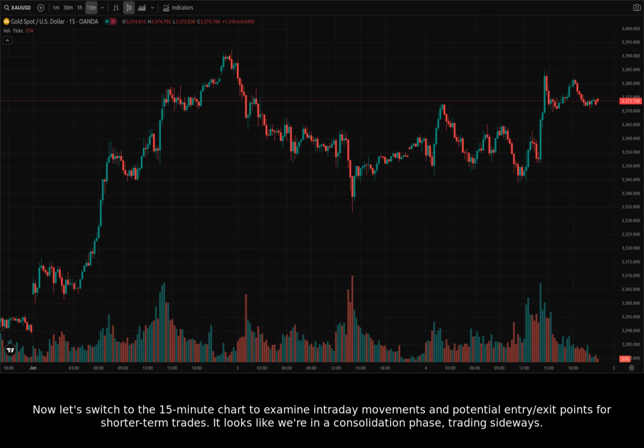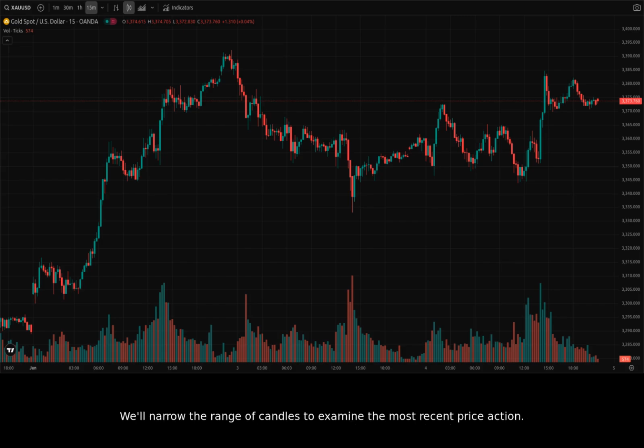Now let's switch to the 15-minute chart to examine intraday movements and potential entry/exit points for shorter-term trades. It looks like we're in a consolidation phase, trading sideways. We'll narrow the range of candles to examine the most recent price action.